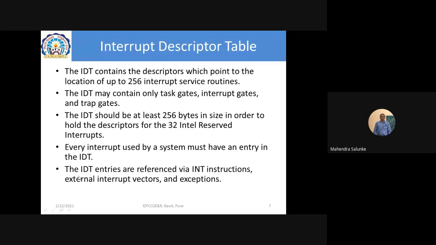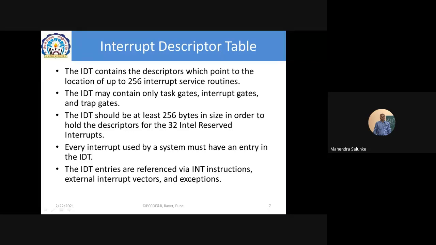The IDT entries are referenced in different ways by which we can access the entries within this interrupt descriptor table. The first one is the INT instruction, the software interrupt. With this INT you can specify the type number, whatever the type number is, for example INT 80H or INT 21H. INT is the instruction by which we can access those interrupt service routines.